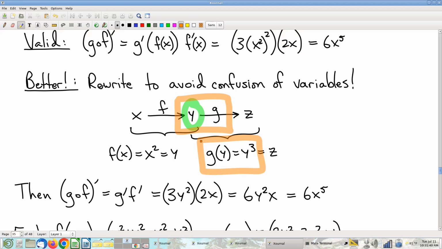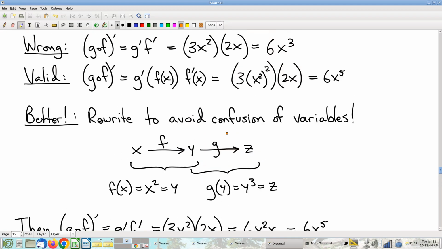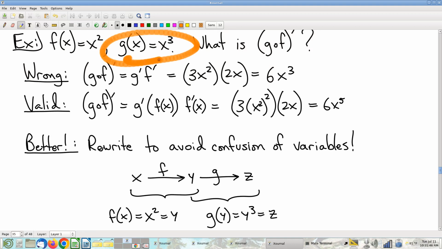That make sense to everybody? So it's no big deal. Now notice I didn't do anything here. I just took my original function and I wrote it in terms of a different dummy variable. These are the exact same function. G is the same. G didn't change at all. Whatever you give to G, it cubes it.